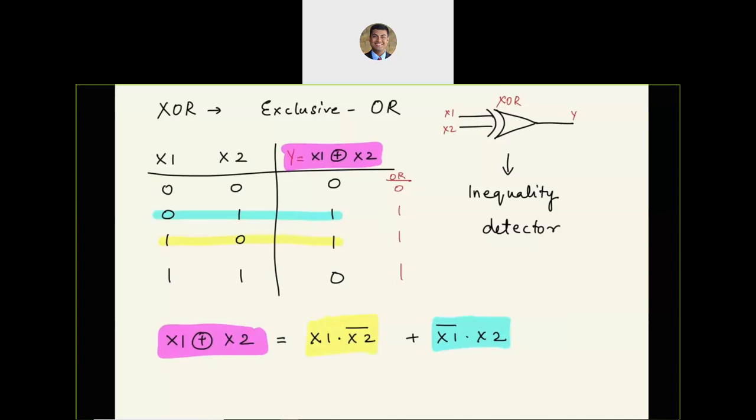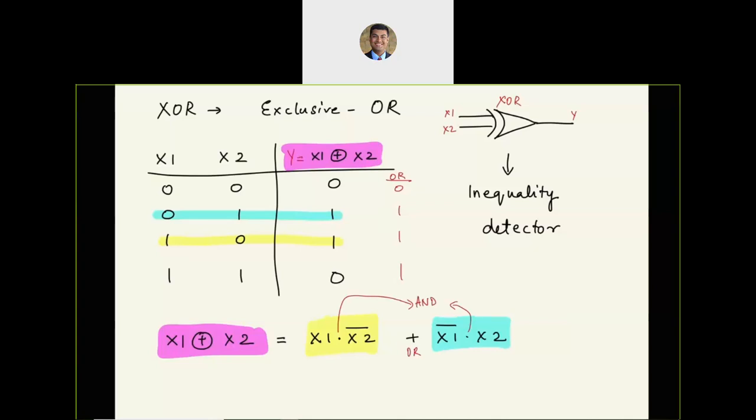And I have an OR in the middle. And these two are AND operations. And the bar is, of course, the NOT functionality. So that is a quick view at the exclusive OR logic gate.